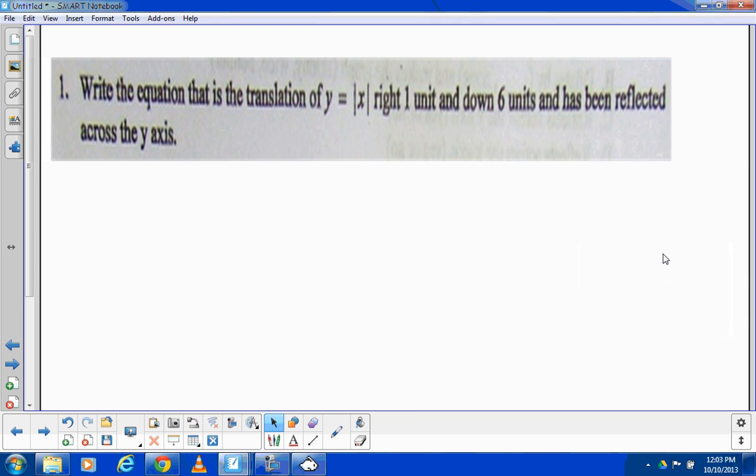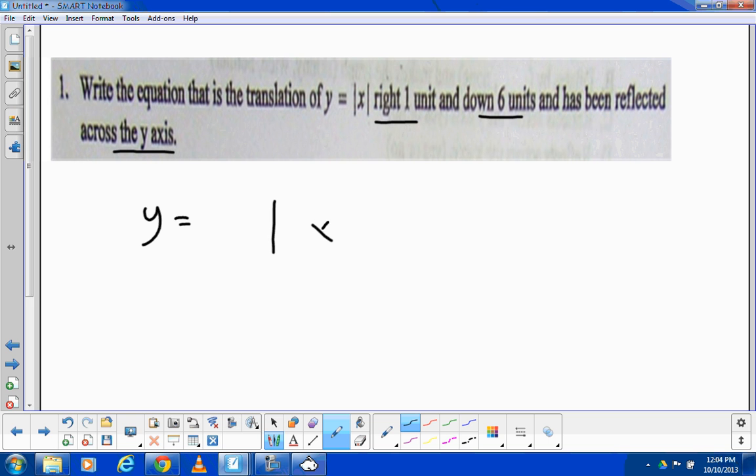All right. Okay, the first one here, it says write an equation of y equals absolute value of x. Now, this is what we're going to do. We're going to shift it right 1 and then down 6, and it's been reflected across the y-axis. Okay, so let's start our equation out, and let's just leave it blank so we can add stuff to it.